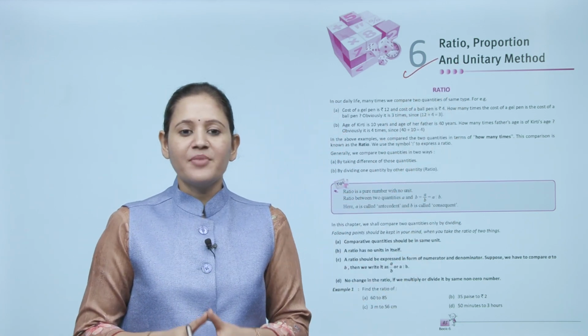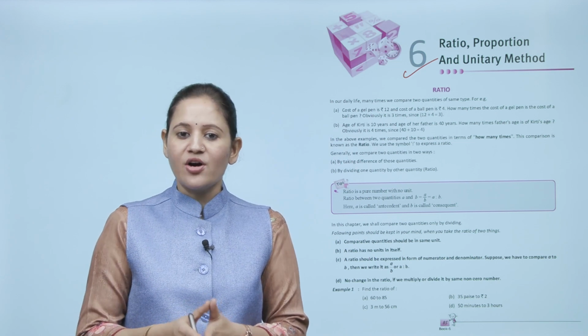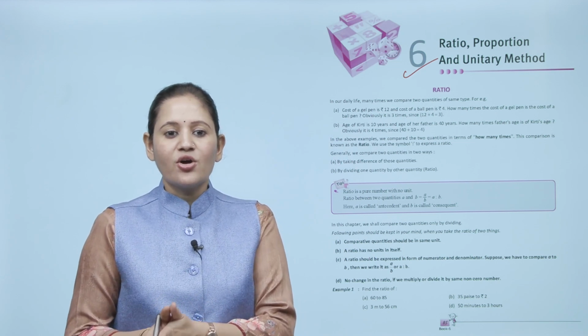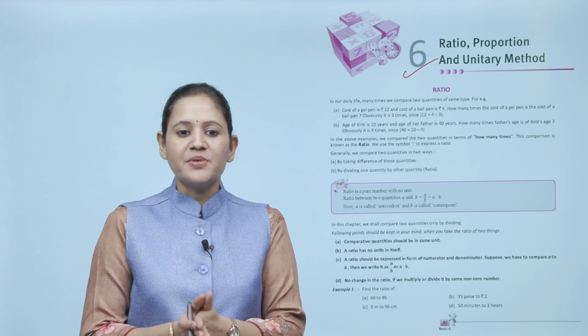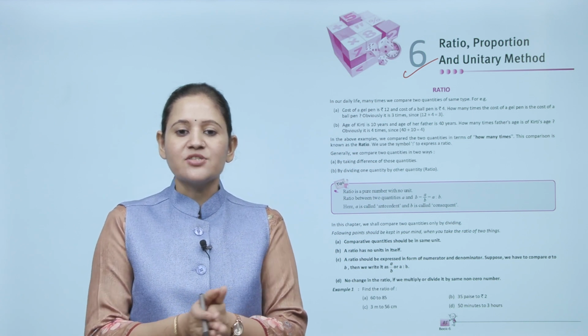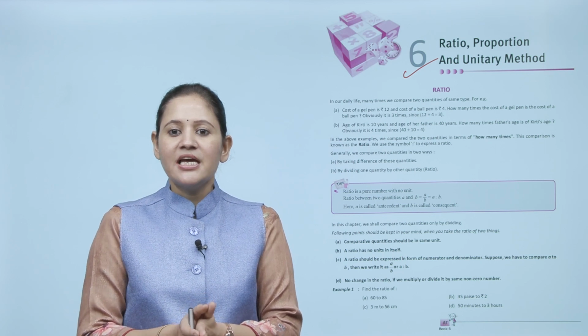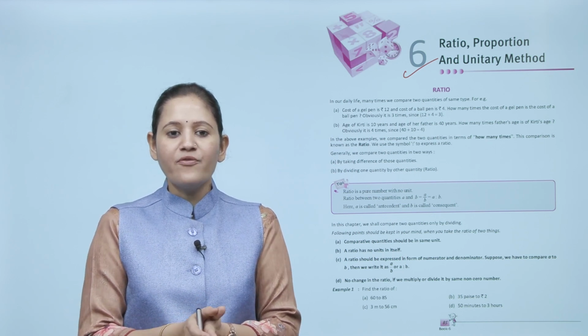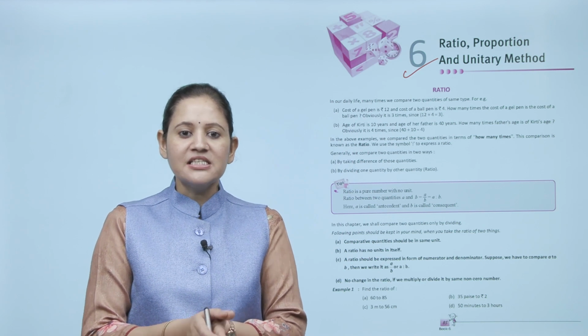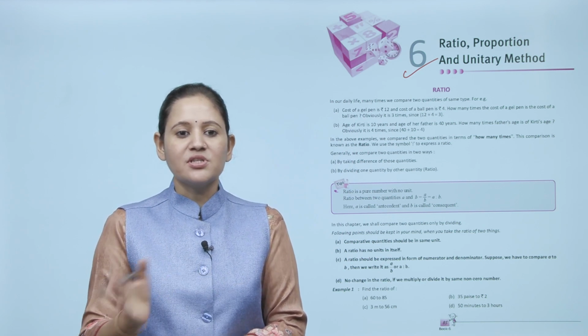In our daily life, many times we compare two quantities of the same type. For example, the cost of a gel pen is rupees 12 and the cost of a ball pen is rupees 4. How many times the cost of the ball pen is the cost of the gel pen? Obviously, it is 3 times, since 12 divided by 4 equals 3.